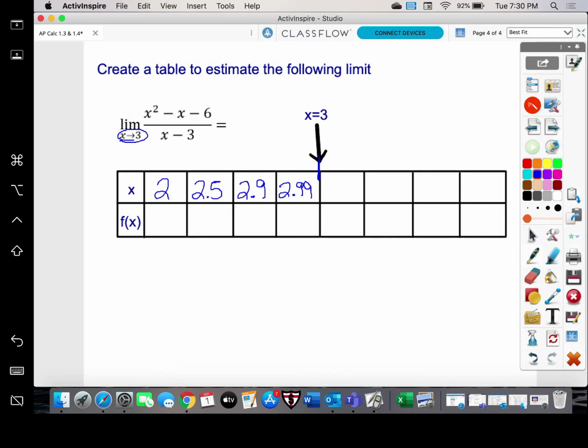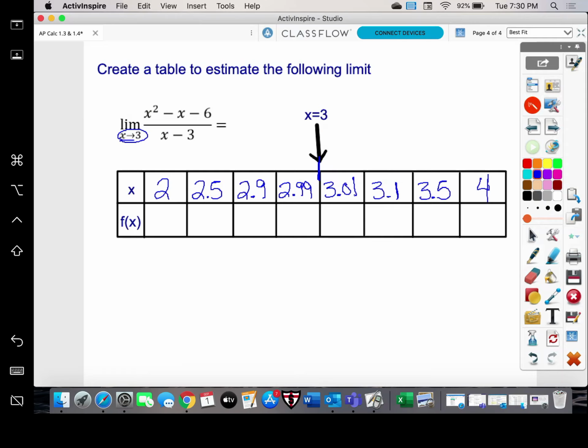All right, and 3 is our value that we're not choosing, so I'm just going to leave a gap there. And then I need to approach from the right, so I need numbers that are bigger than 3 because to the right is bigger. So maybe we do 4, but we got to get closer, so we do 3.5. And then maybe we do 3.1. And maybe we want to be closer, so we do 3.01, and we're getting pretty close to 3 there.